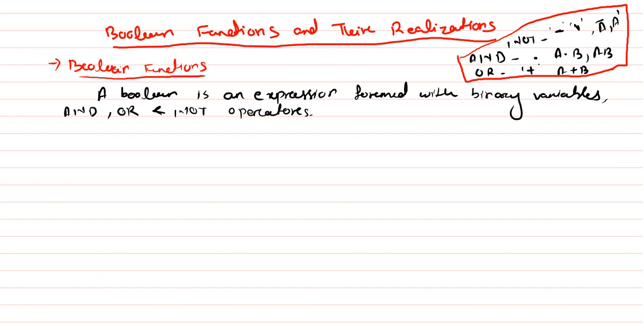Okay, so this is what a Boolean is. A Boolean is an expression formed with binary variables and the or, and, not operations. Boolean is an expression formed with these operators. Okay, so next is Boolean function. What is a Boolean function? Let us see what a Boolean function is.